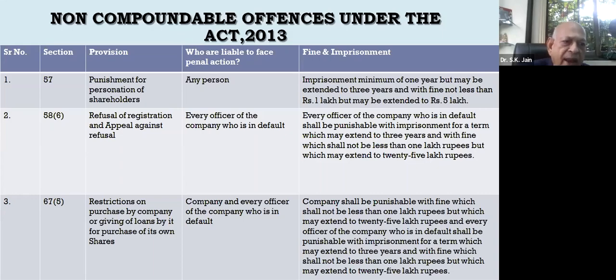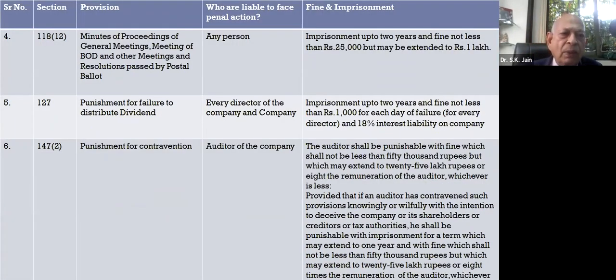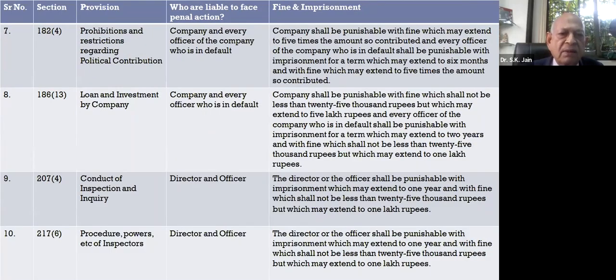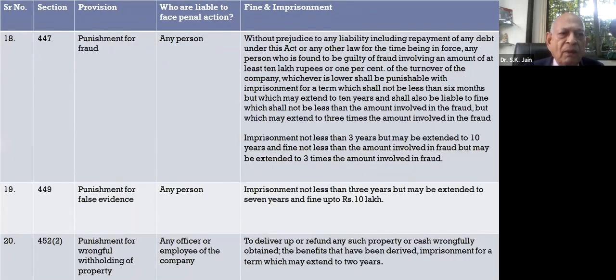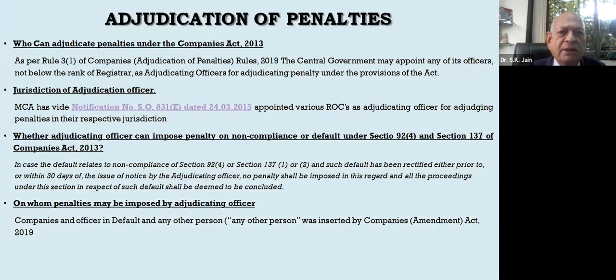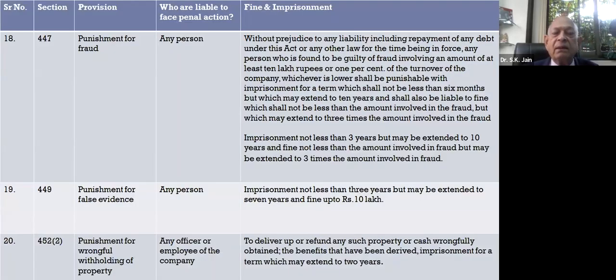Now, the second is 58(6), refusal of registration and appeal against refusal. In such cases, every officer of the company who is in default shall be punishable with imprisonment for a term which may extend to 3 years and with fine. So my request to the participants is to go through all these sections, and then you will find the nature of violation and why they are not compoundable.